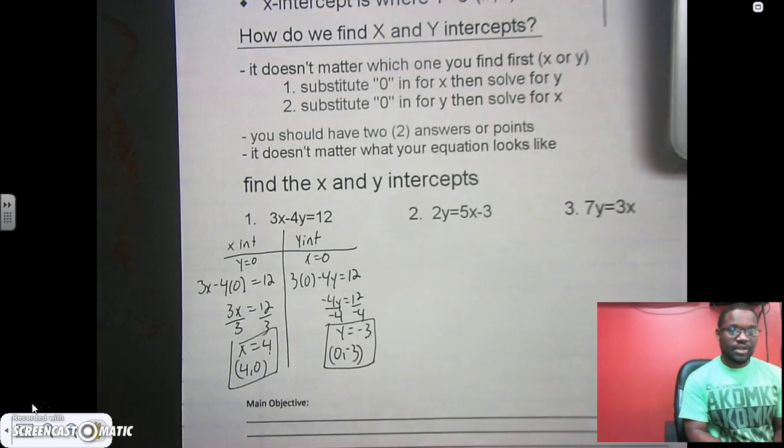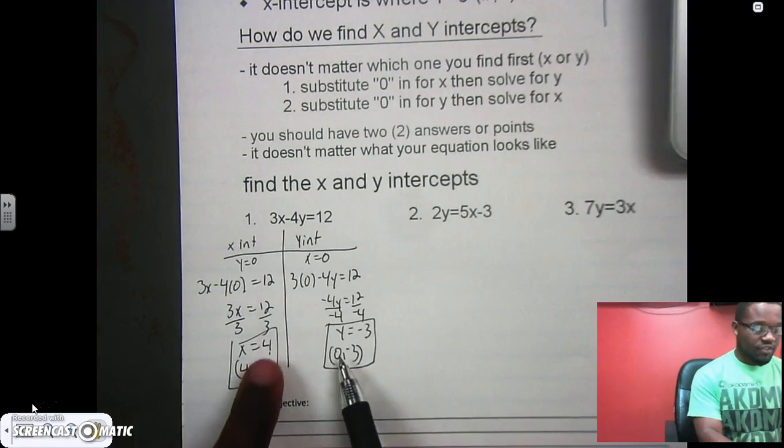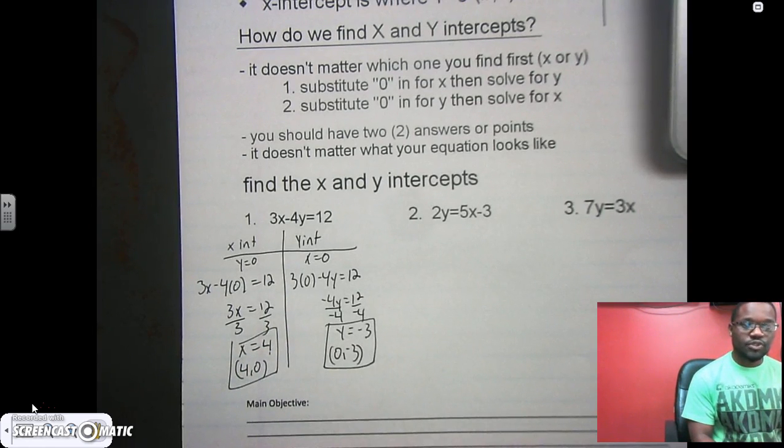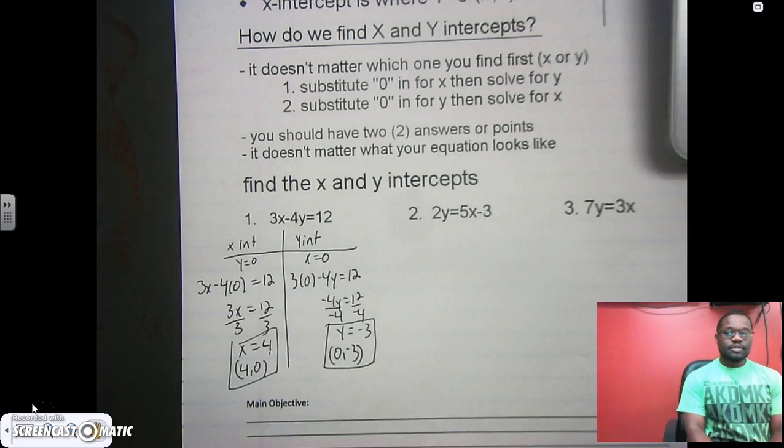Notice I have two separate answers. Notice I didn't take 4 comma negative 3 and make that into a point. You don't do that. An intercept has to have 0 in it, and that's what's really important. Never make them into one super conglomerate point.